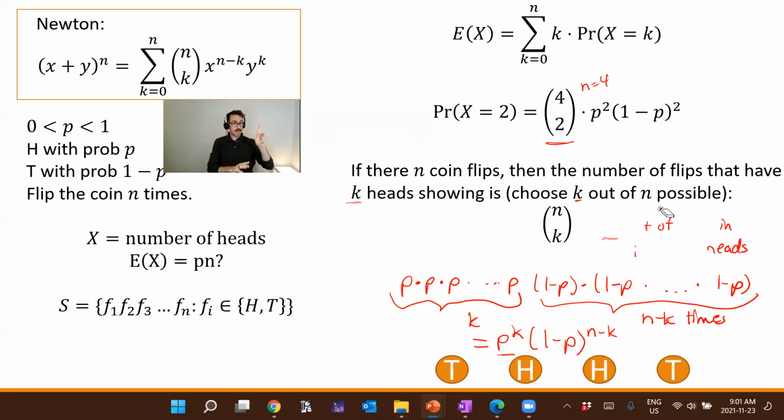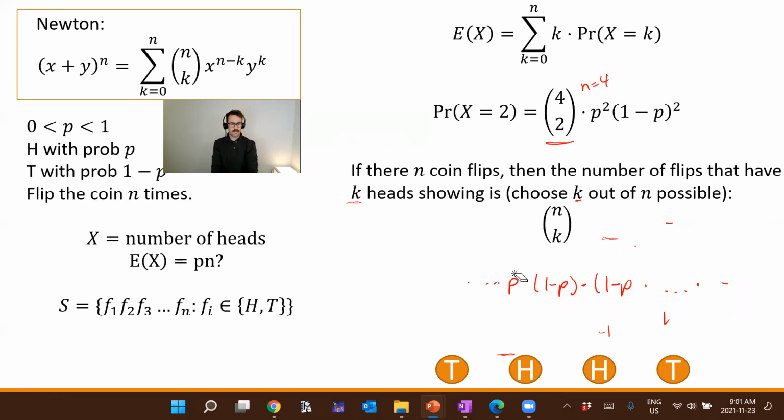I think I have to, since my bottom taskbar won't go away, I have to manually erase all this.